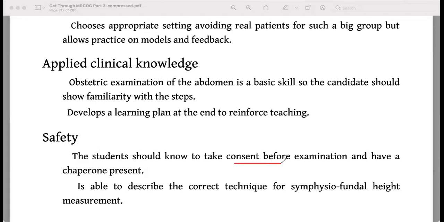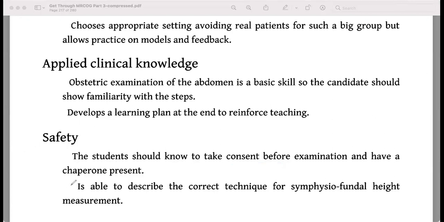So take consent before examination, because you are teaching your student, right? So teach them from the start correctly to take consent from the patient, verbal consent. And have a chaperone present. Having a chaperone, this thing you say every time you have a patient in the simulated patient task. Every time you say, after your consent, or if you allow me, I would like to examine you in the presence of a chaperone, right? And the next point of safety: is able to describe the correct technique for the symphysiofundal height measurement.